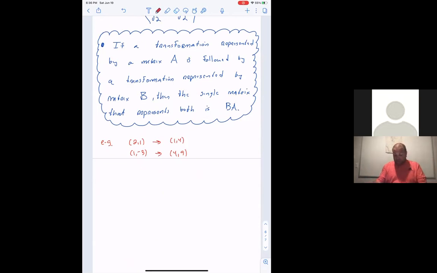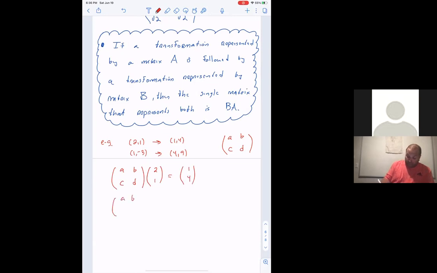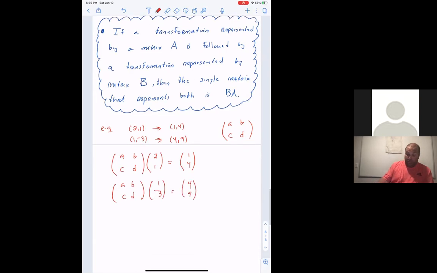Well, the first thing to notice is we are looking for a 2x2 matrix, and we currently do not know any of the 4 entries. So we'll call them A, B, C, D. These are the 4 things that we are looking for. What is A, B, C, D? I don't know, but I do know the following. If I apply that matrix to the point 2, 1, it should give me the point 1, 4. And if I apply that same matrix to the point 1, negative 3, it should give me the point 4, 9.